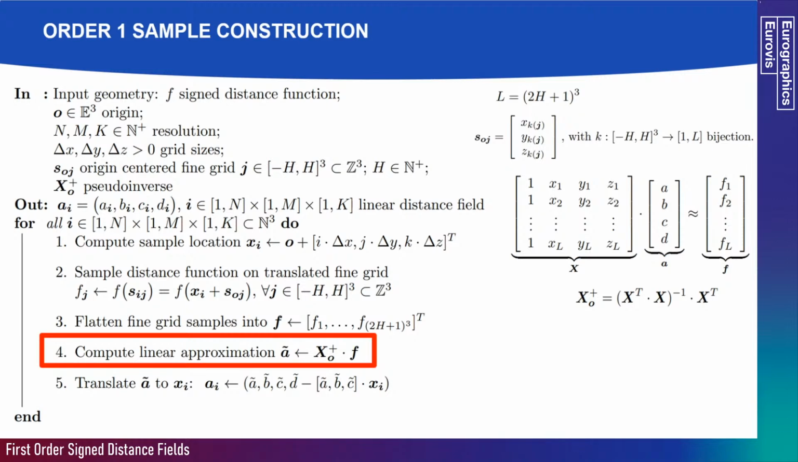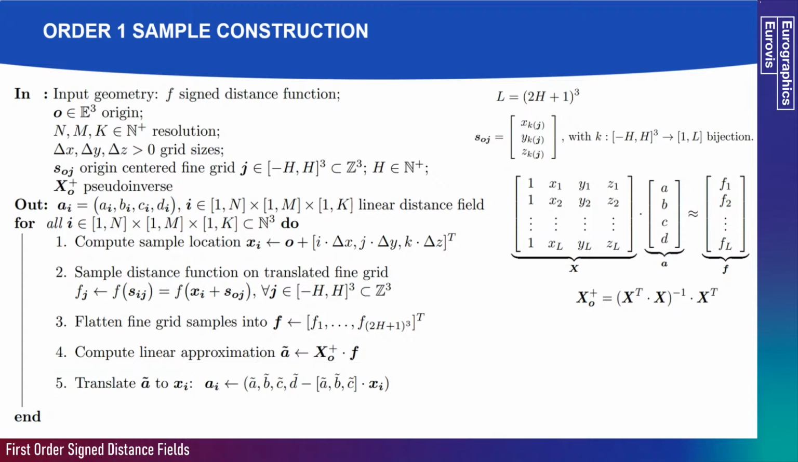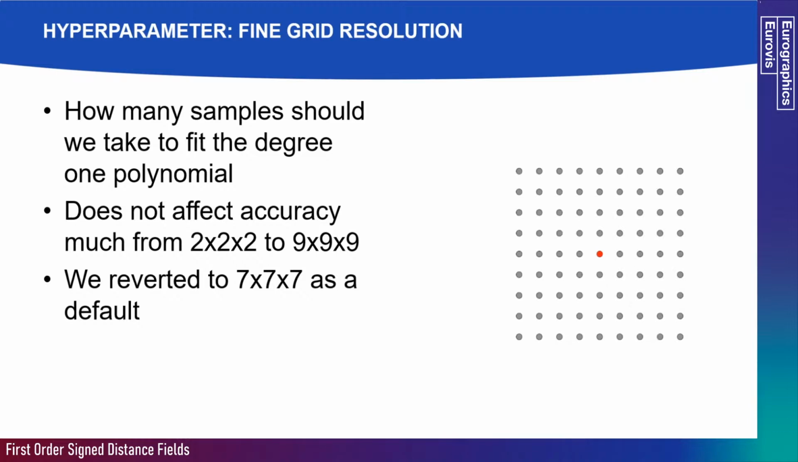Then we solve the fitting equation by multiplying this vector with the inverse matrix. And finally, the solution has to be translated to the sample position, since the matrix is calculated for the grid centered around the origin. Note that the translation only affects the constant term. The proposed construction algorithm has several hyperparameters.